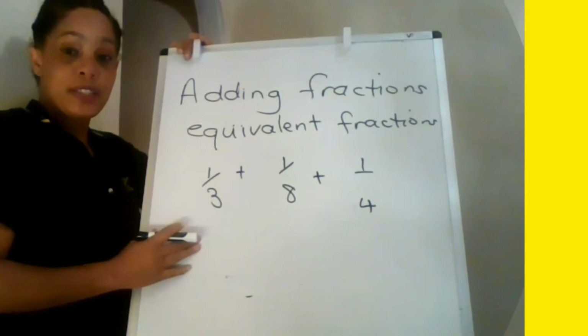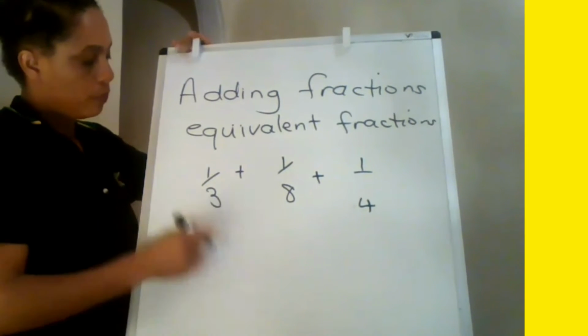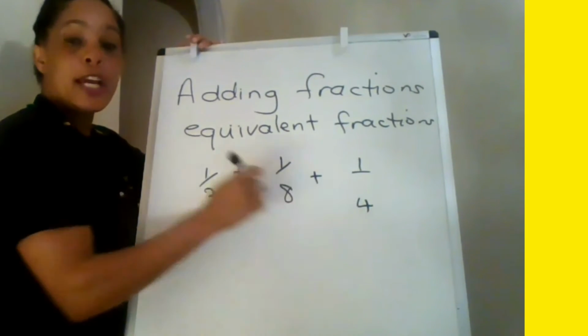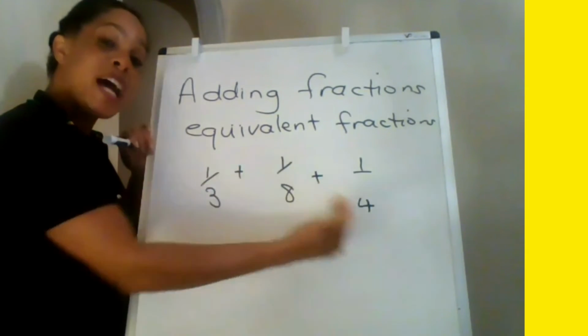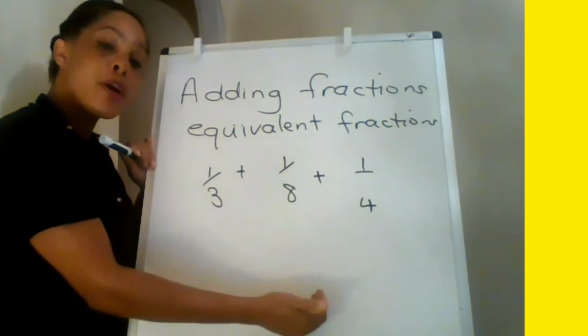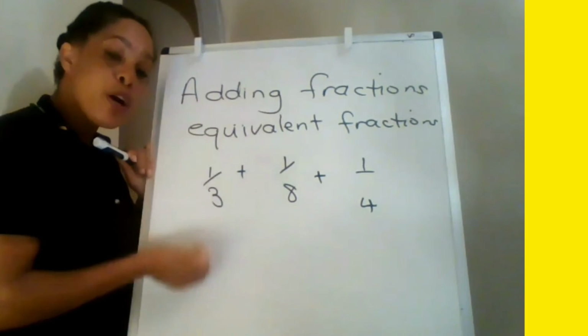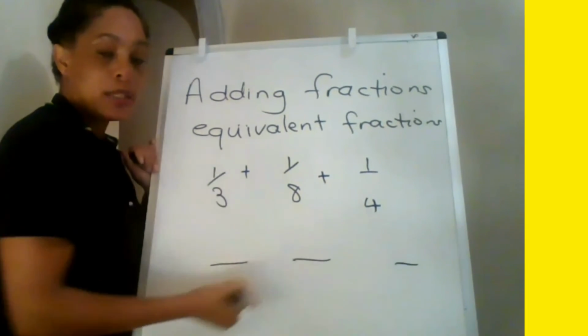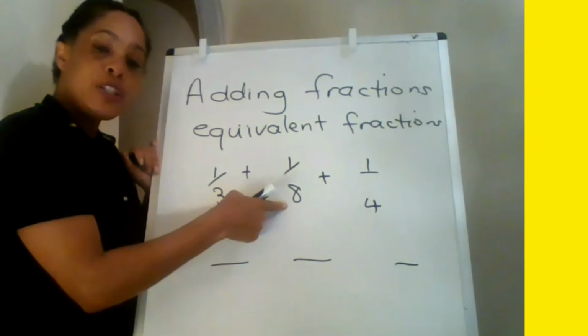Let's look at this new question. Again, we're adding 1/3, 1/8, and 1/4. They do not have the same denominator. So remember, for you to add fractions, you must make them the same denominator. So I'm going to make them the same denominator. I'm going to be starting the 8 times table.